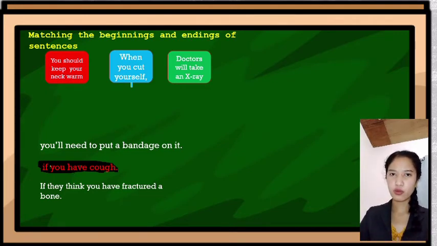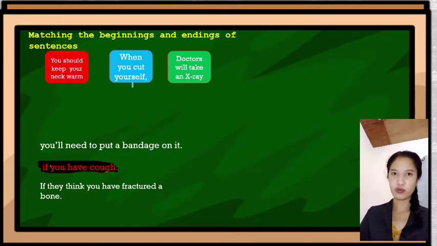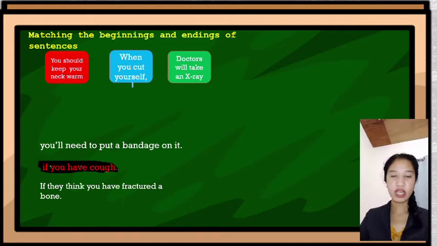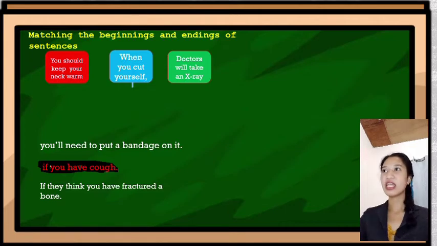What are you going to do? Will you put a bandage on it, or if they think you have a fractured bone, what do you think? Of course, we need to put a bandage on the wound and prevent the bacteria from coming into our wound because it is open. So the answer for this is, when you cut yourself, this is the first sentence, beginning, and the ending of the sentence, you need to put a bandage on it.